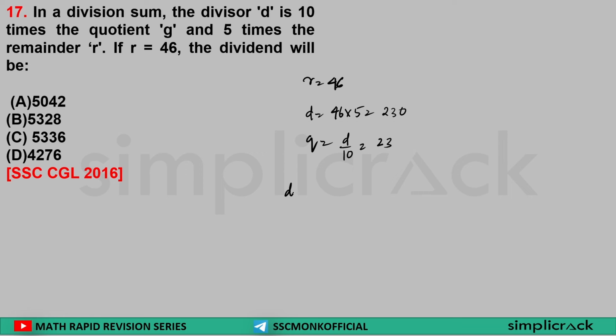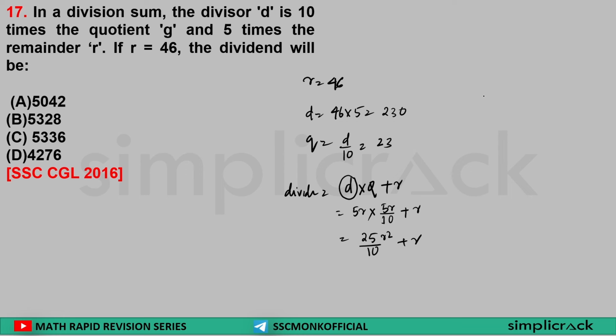Or I know, sir, dividend is equal to divisor multiplied by quotient plus remainder. Sir, here remainder, let's say, is given R. Divisor is equal to 5 times R, multiplied by quotient, which is 5 times R divided by 10, plus R. Right? Yes, sir. This can be further written as 25 R square by 10 plus R. Or I can find it this way. Okay?